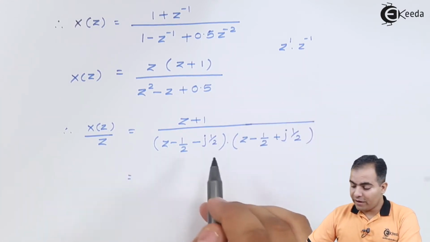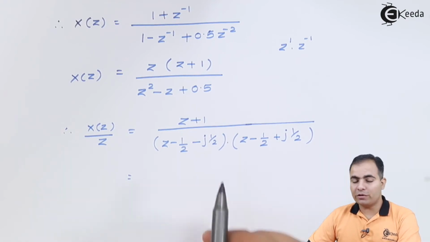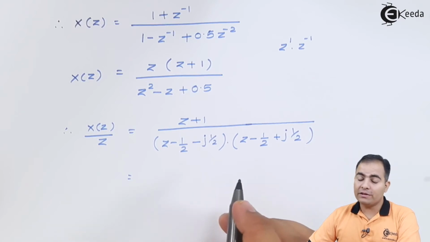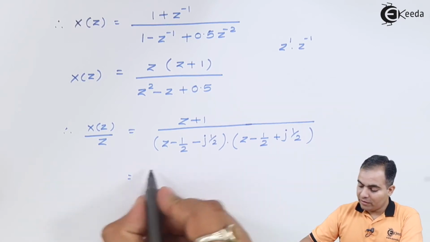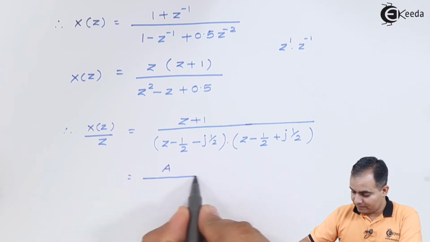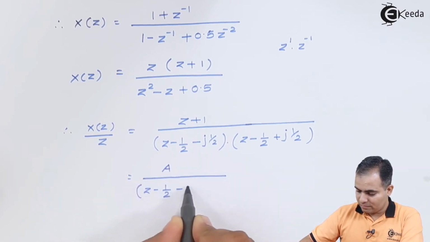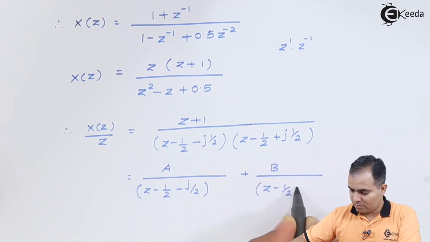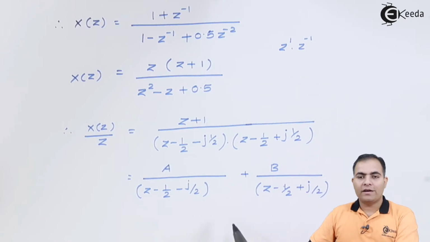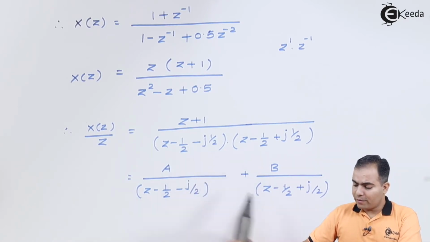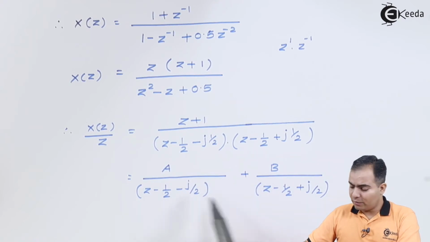Now, if we have two poles, then of course we will use two constants, that is a and b, because we are going to solve the inverse z transform of this function using the partial fraction method. So let's say my first constant is a, and the denominator of b, I'll write z minus half plus j by 2. Now just cross multiply both these denominators.